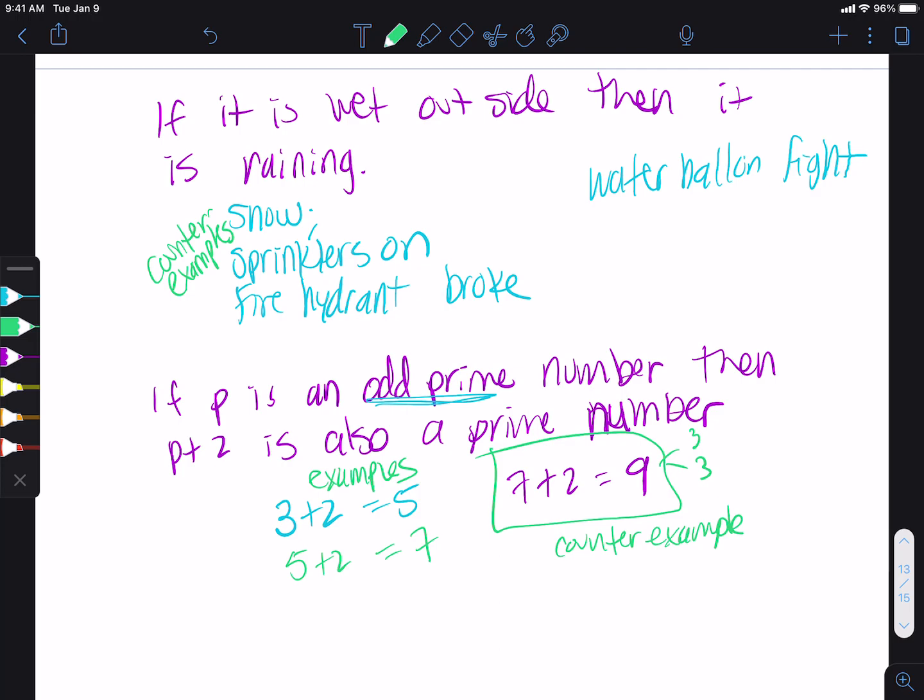So we also could have done, so our next prime number is 11 plus 2 would be 13, that's still prime. 13 plus 2, that would be 15. So here's another counterexample. Again, you only need to find one counterexample in order to make the statement false. But that's just a reminder about your counterexamples and how they work.